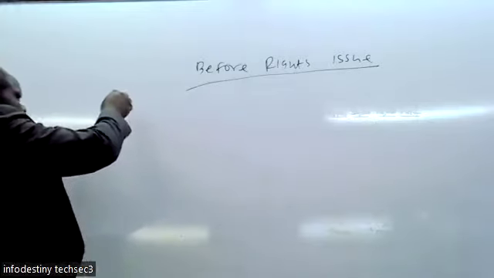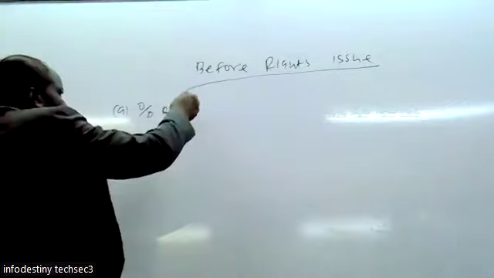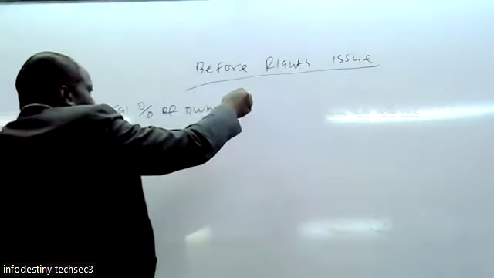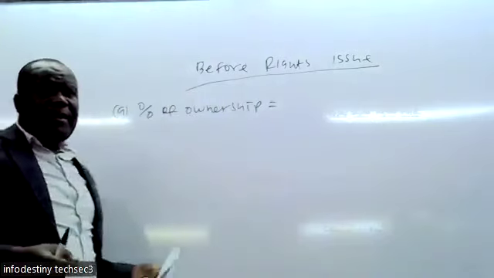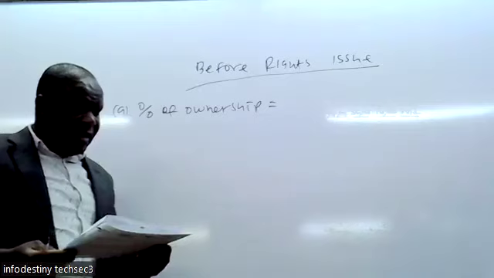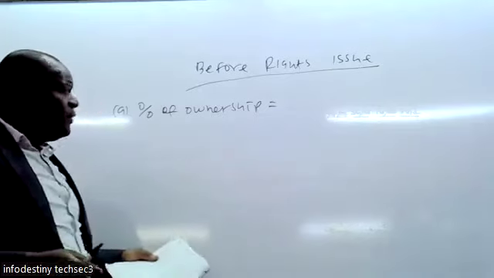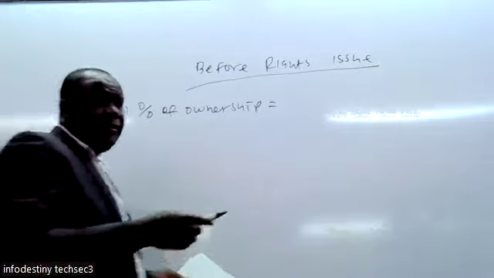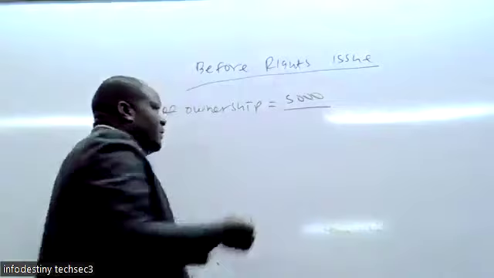You want to know what is the percentage of ownership. So for the percentage of ownership, you take his current number of ordinary shares. Currently, he has 5,000 shares.